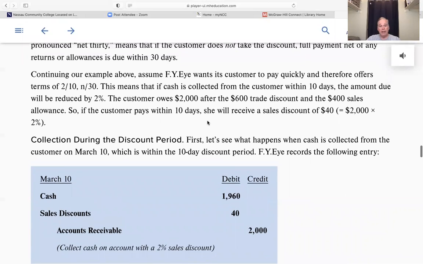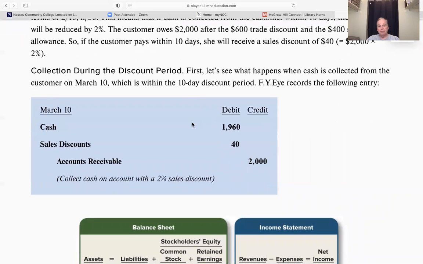So what does this look like in terms of a journal entry? Debit cash, $1,960. That's the amount of cash the doctor received. Debit sales discounts, $40. That's 2% off 2,000. Credit accounts receivable for the full amount, 2,000. This sales discount account is another example of a contra revenue account. Contra revenue.